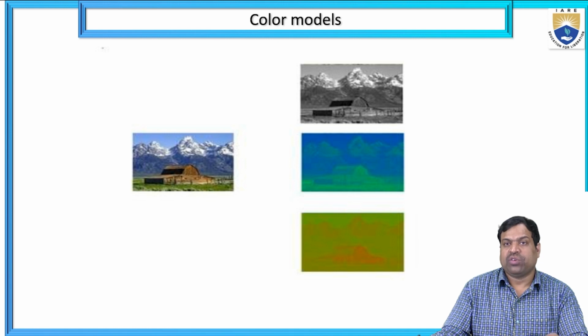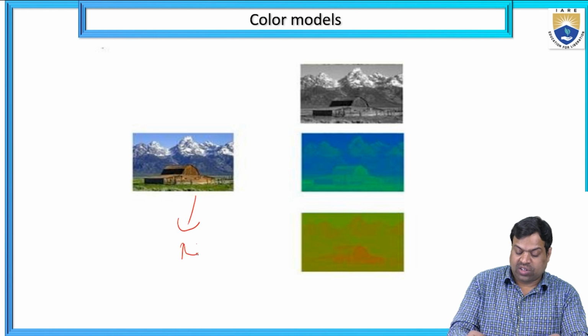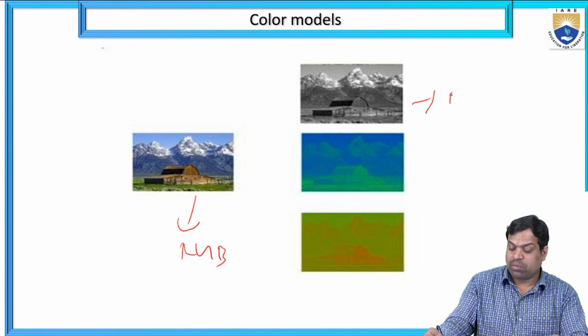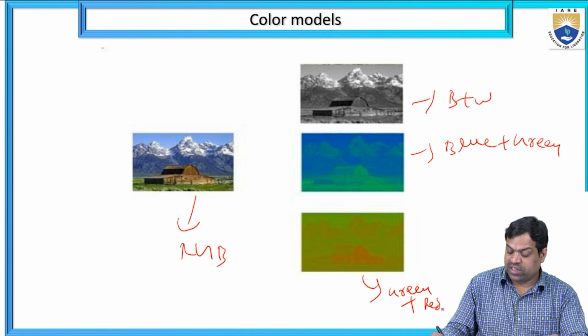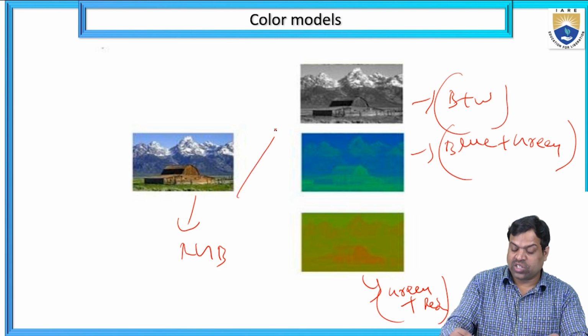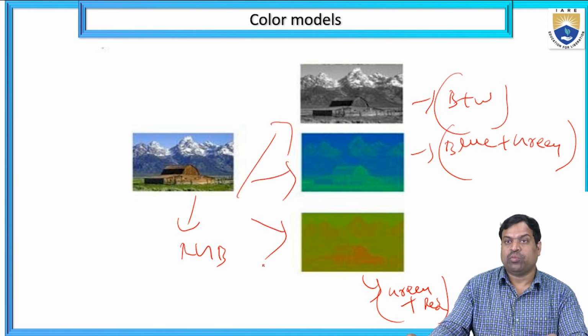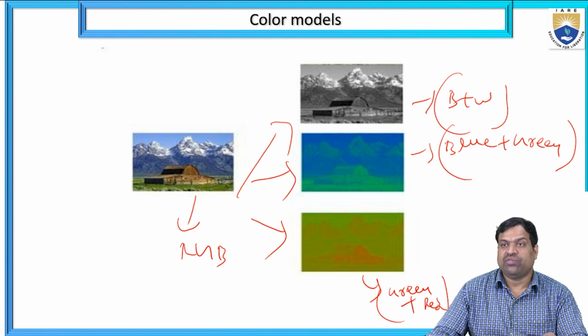It is one example of a color model. So it is RGB, but here only black and white. Here only blue plus green. Here green plus red. So here the majority is green and red. Here the majority is blue and green. Here black and white is there. So RGB is converted to different color combinations. That is a color model.